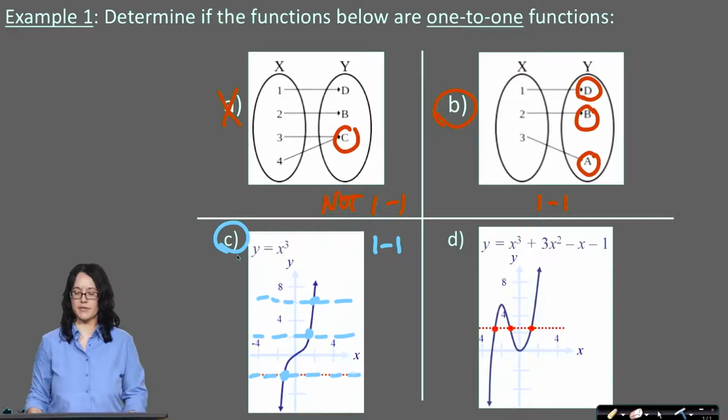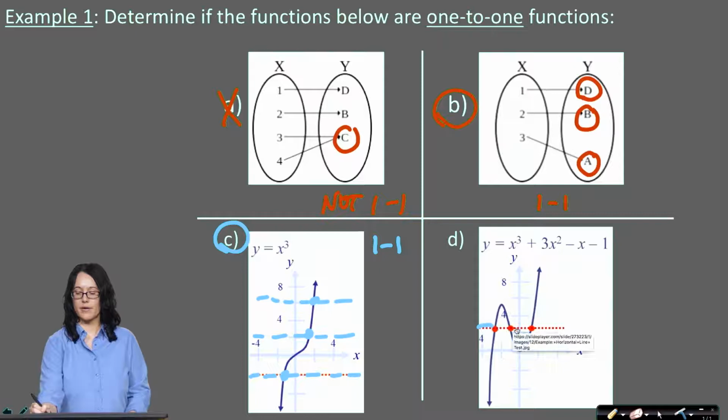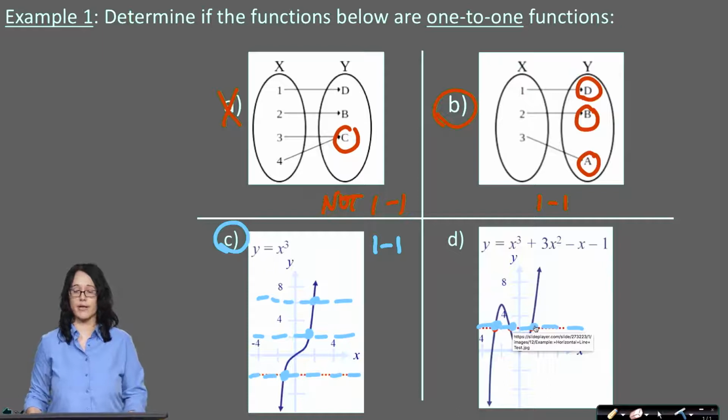What about the other snake, though? Y equals x cubed plus 3x squared minus x minus 1. Look at its graph. Well, you can already see the problem, right? With the line that they've drawn, it shows you that there are 1, 2, 3 places where that graph gets crossed by a horizontal line.